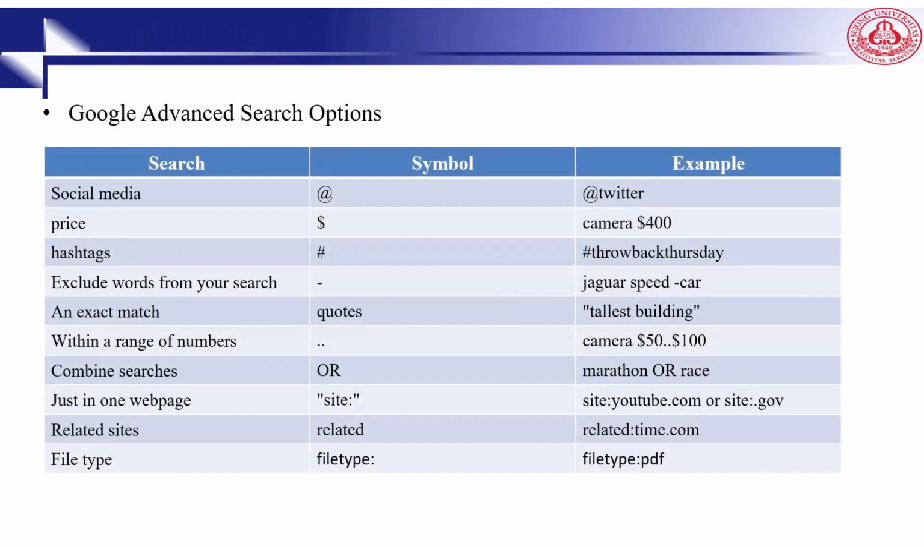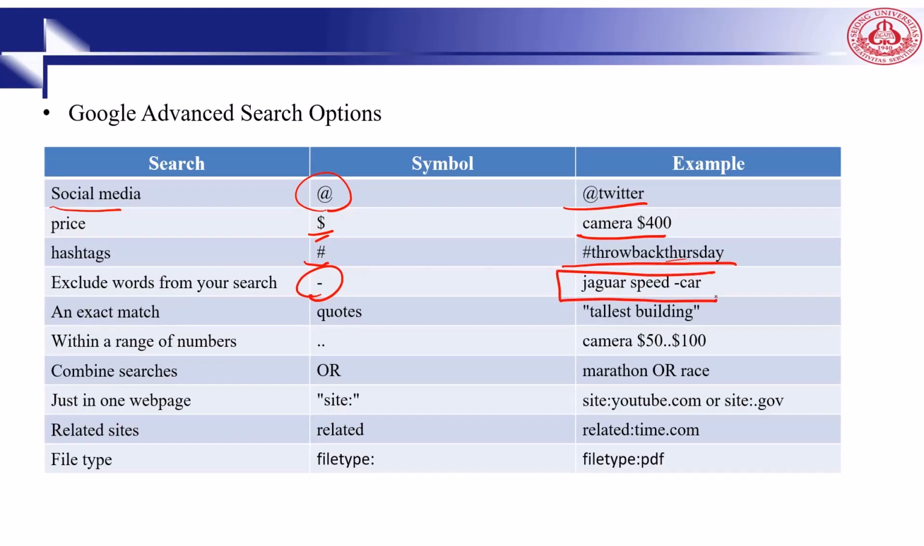And not only this, many other operators can be used for search. For example, if you are going for social media, you use at, for example, at Twitter. If you want to find the price, you use $, then when you say camera $400, the search results will be cameras with a $400 price. If you use hashtag, it will refine those posts or results that use the hashtag. If you want to exclude something from your results, you can use not, or for example, this one.